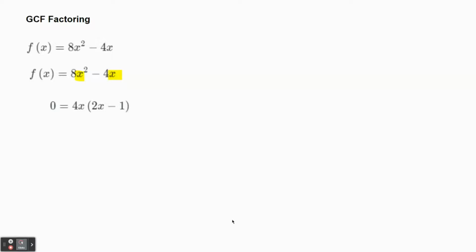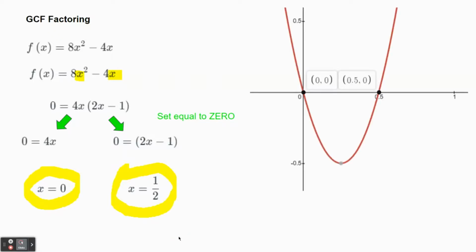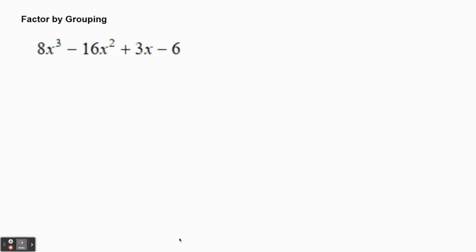Now we're going to set both of these equal to 0. Again, you can't see the parentheses around the 4x, but let's pretend like they're there. So we'll say 4x is equal to 0, and then also 0 is equal to 2x minus 1, and you get the answers of 0 and 1/2. If we take a look at the graph, the intercepts are at 0 and 0.5, which is 1/2.